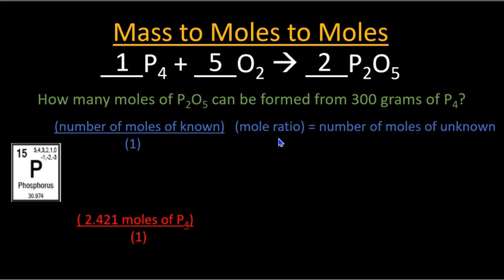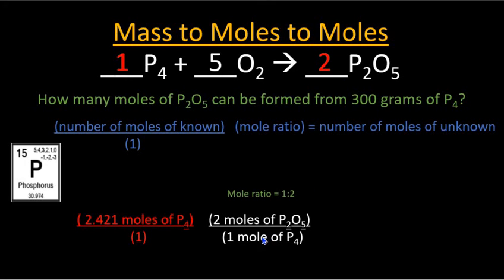So for the mole ratio, we look at these two numbers because those are the two we're comparing. We're looking at 1 P4 for every 2 P2O5. So our mole ratio is 1 to 2. You simply write that mole ratio in. Now, you remember to have it the right direction. P4 over here is on top, so P4 goes on the bottom. For every 1 mole of this, you have 2 moles of this. You then simply plug your numbers in.